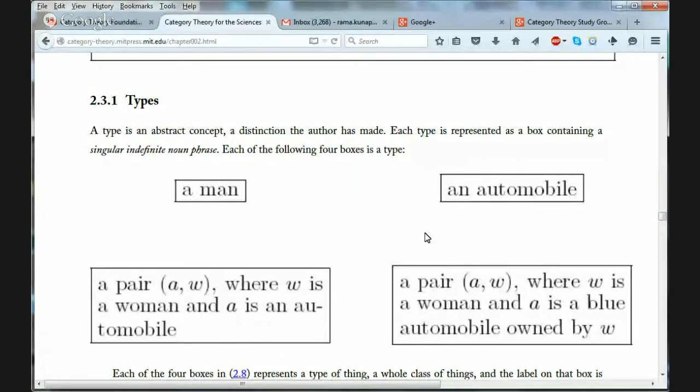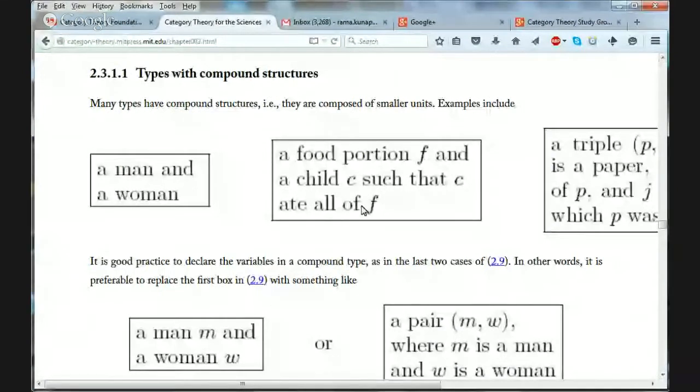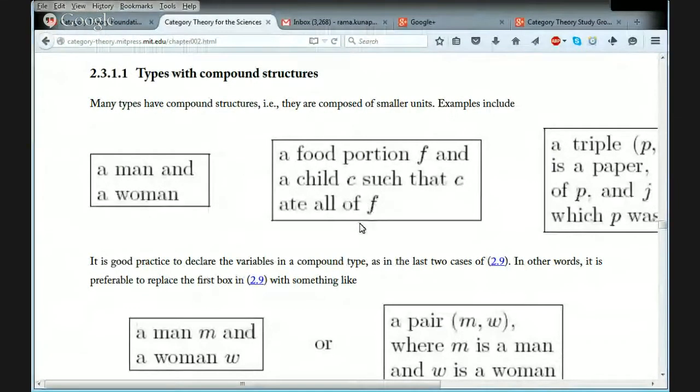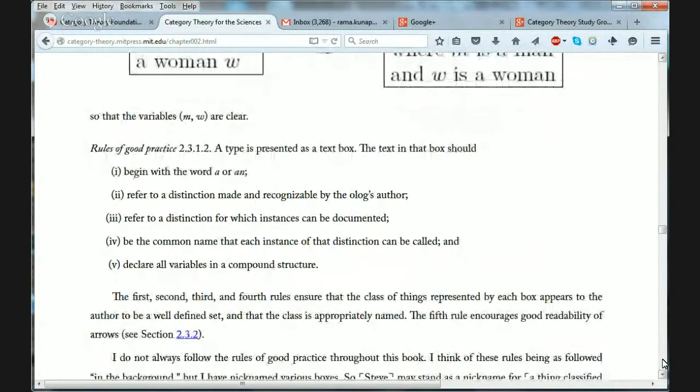So his basic assertion here is that inside the box you write a single indefinite noun phrase. Then you can also have a sentence like this, a pair A, W, where W is a woman and A is an automobile. So that forms a type, and types with compound structures are the ones with a bunch of statements inside, where you can write something like a pair M, W, where M is a man and W is a woman. And he has some good practices on how to write these types.